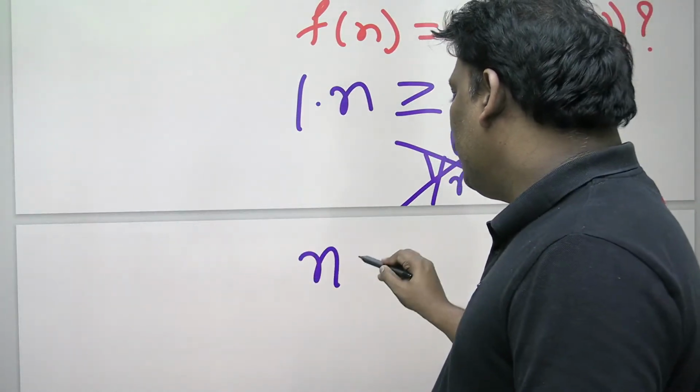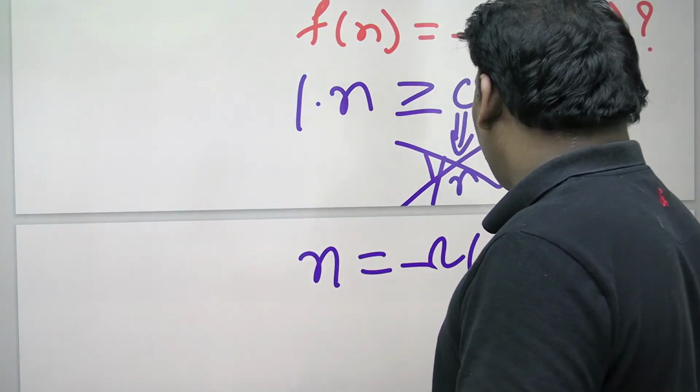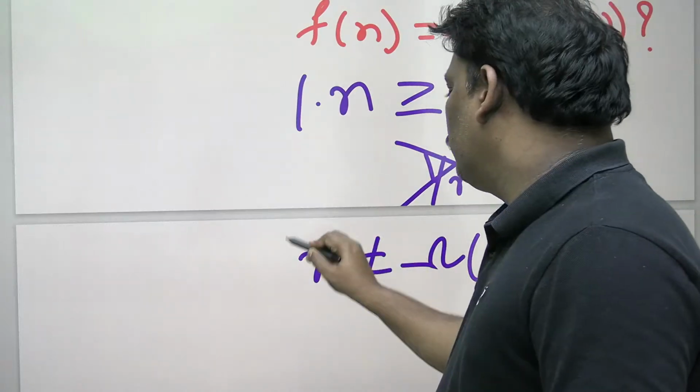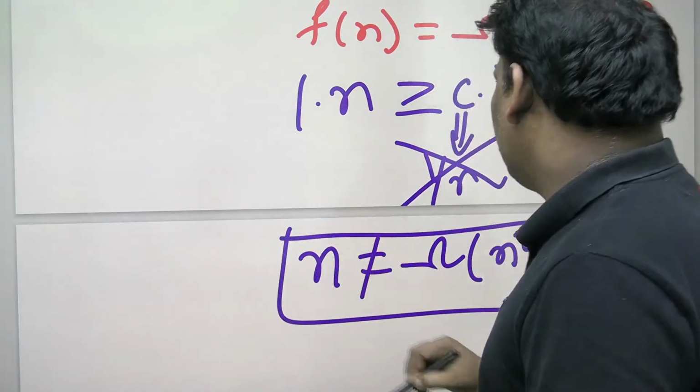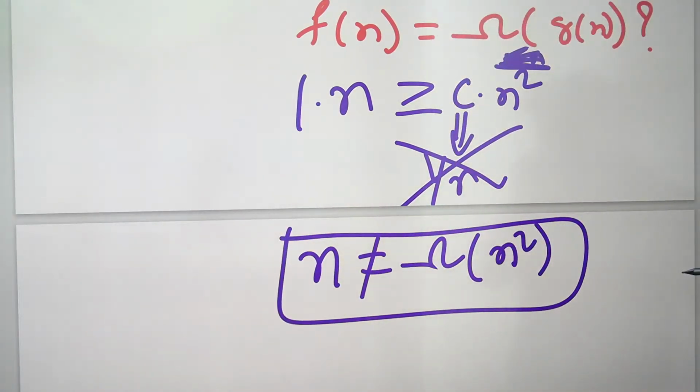That is the reason n is omega of n square is not possible. N is omega of n square, not possible. Right? In the previous one, reverse big O is not possible. Please check once. Anyone having any doubt, you can ask me.